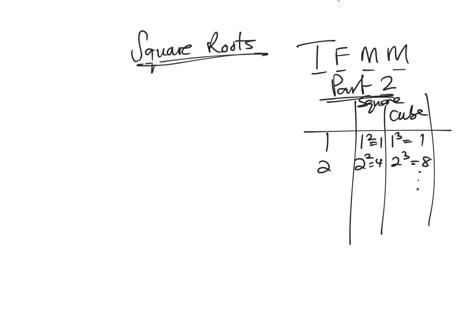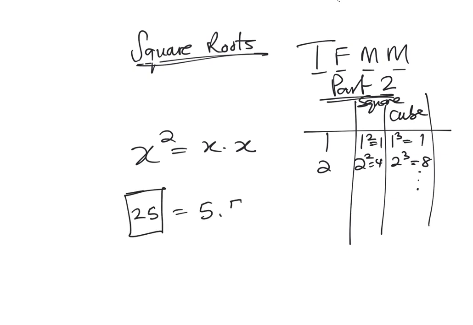So the number x squared is called the square of the number x, right? So x squared is x times x, right? So if I give you a value like 25, it can be written as 5 times 5. So the square root of 25 is actually 5, right? And this is something that you learn, as I said, in pre-algebra especially.